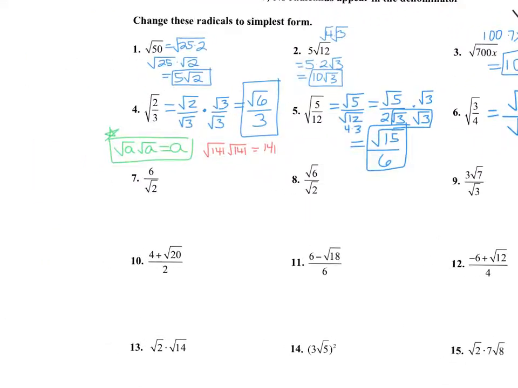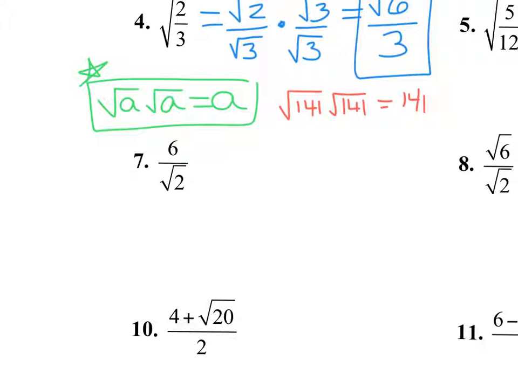Whew, lot to go. Here we go. Number 7. 6 over rad 2. There's nothing to reduce here. Rad 2 is in its simplest form. So we're just going to multiply top and bottom by rad 2. So you get 6 rad 2 in the numerator, and the denominator is 2.